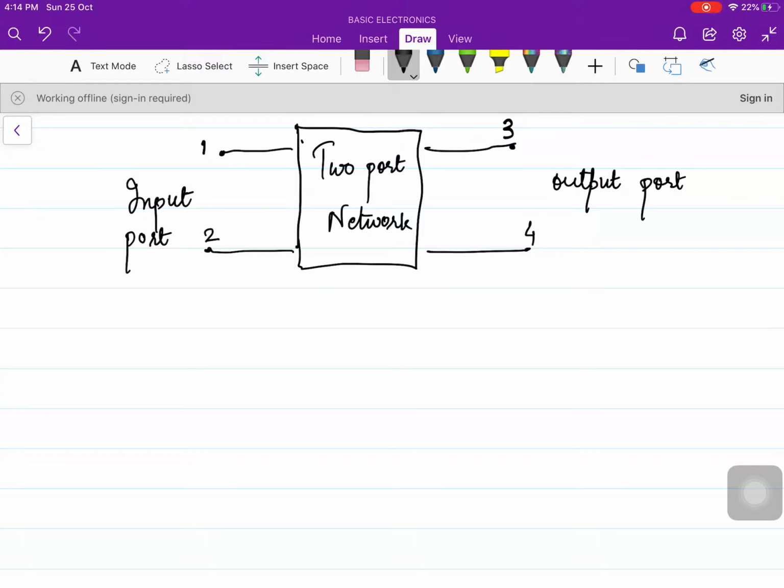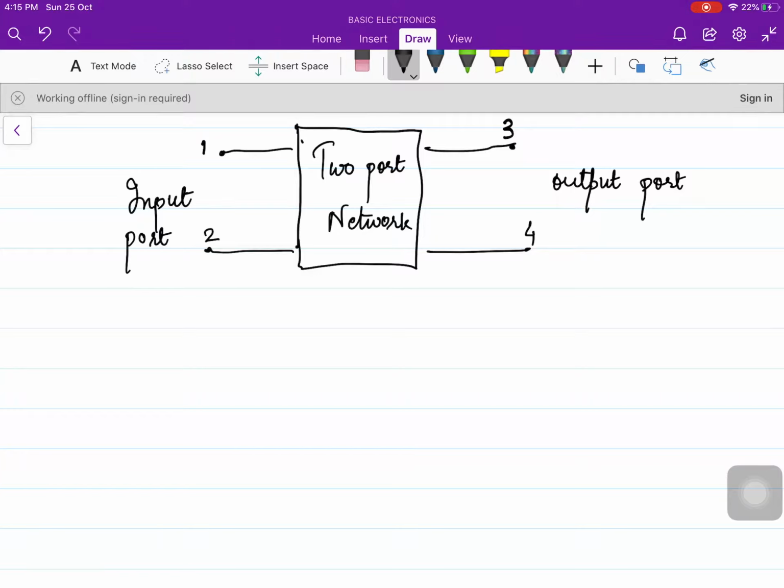Now we want to form BJT as a two-port network, but as we can see we need four terminals. In BJT we are having three terminals only. So what we have to do is we have to make one terminal common for both the ports. In order to make transistor as a two-port network, we have to make one terminal common to both the ports.